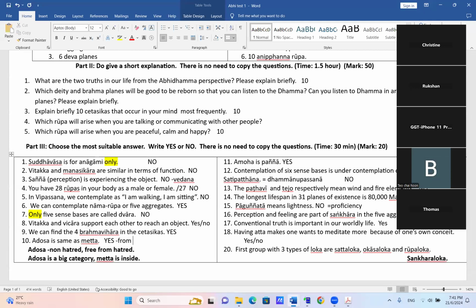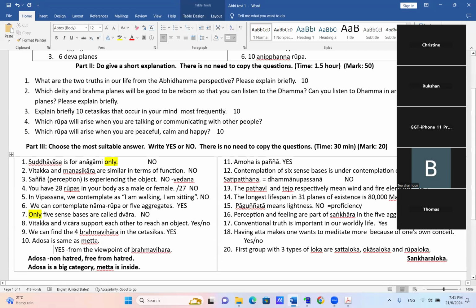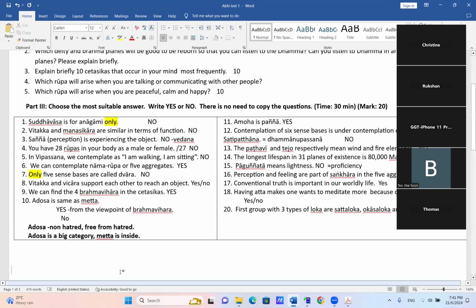From the viewpoint of Brahmavihara. Okay. Because in Brahmavihara, there must be something similar to metta. So it's only adosa, same as metta. But if you want to say no, it's also okay. So it's kind of subjective also. Because like you say, adosa means many things. Metta is just one of them only. Okay, Shinling?